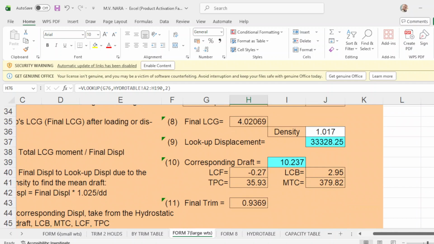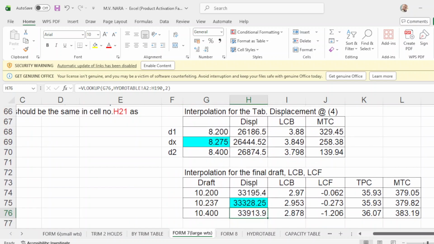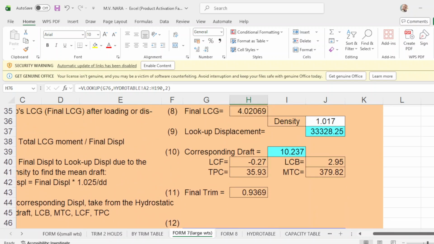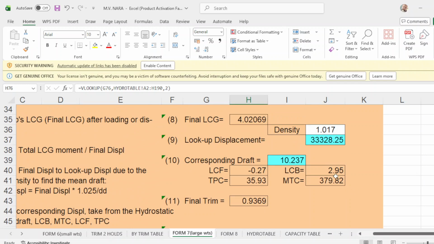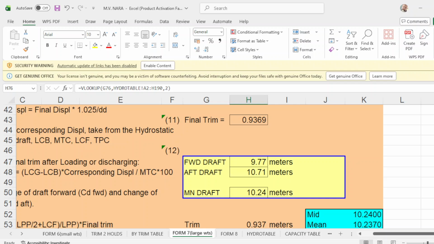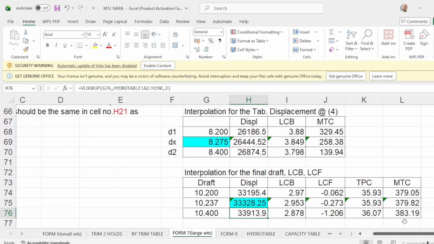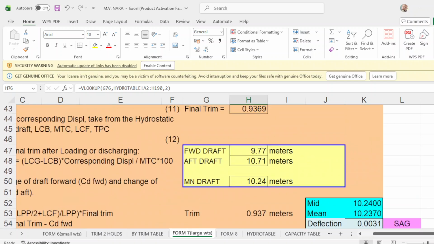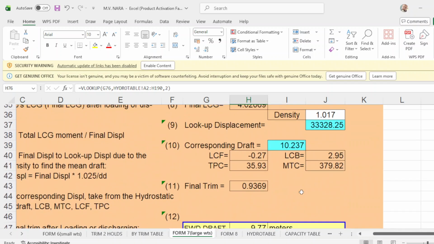Negative 0.27. LCB is 295. And your MTC is 37982. And your TPC is 3593. So this is the same. Check.